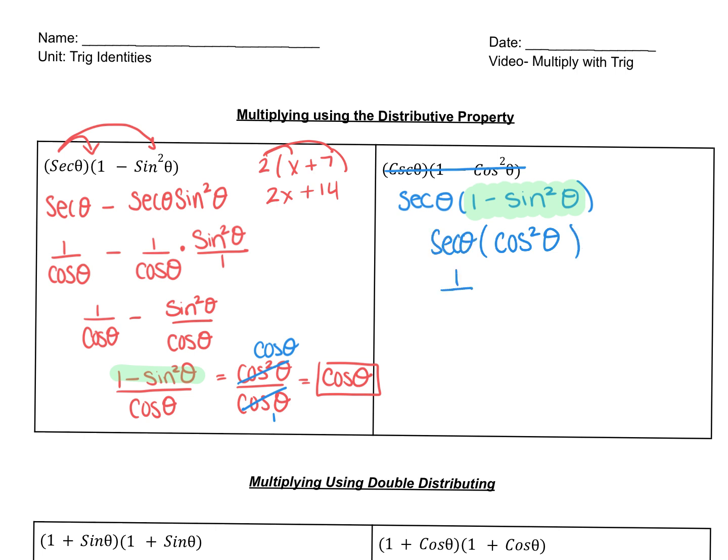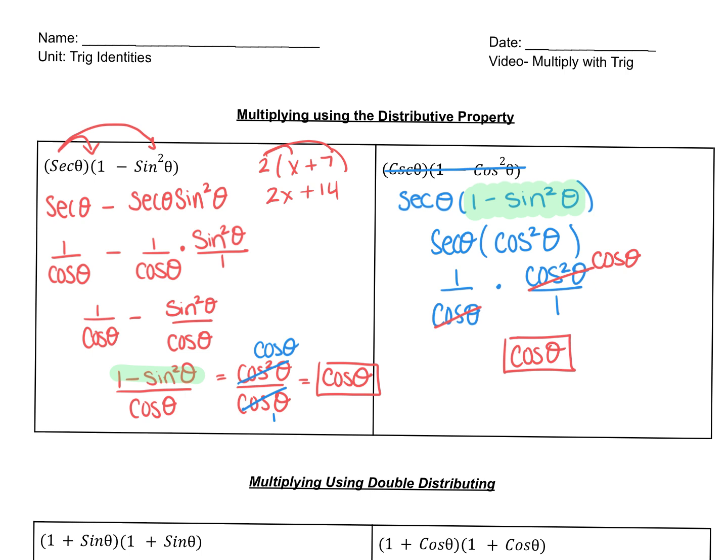We know that secant is 1 over cos, and we know that cosine squared is just cosine squared over 1. Any number can be written over 1. I can cross simplify here. This one cancels with this one, with the leftover cos on top. So the final answer, 1 times cos is cos, and 1 times 1 is 1.